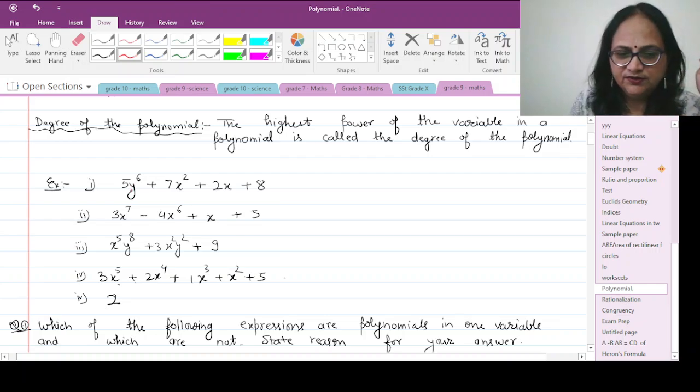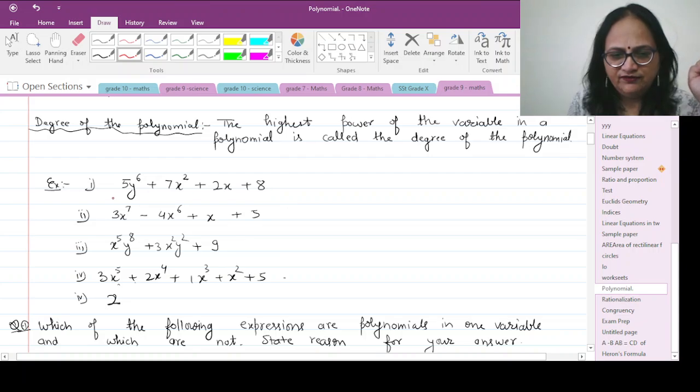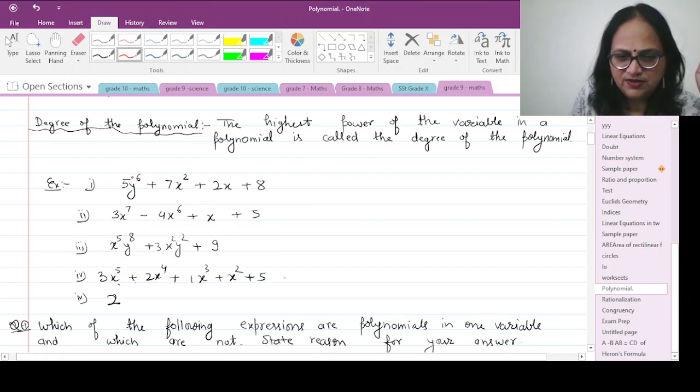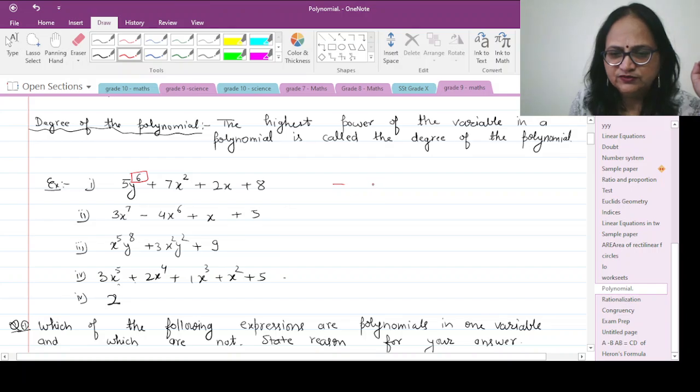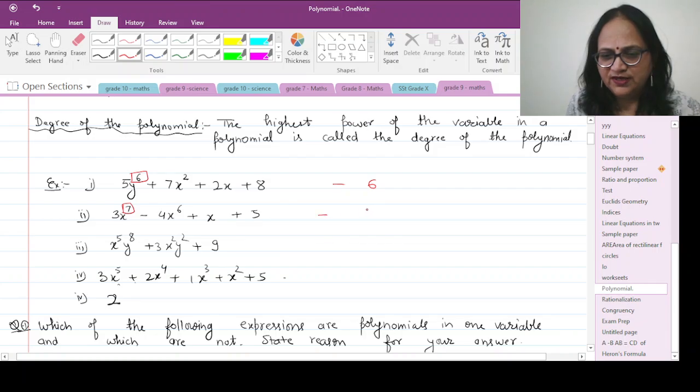Example number 1. 5y to the power 6, 7x square plus 2x plus x. So this is a polynomial. We are having two variables x and y here. So what is the highest power of the variable? Highest power is 6. So what is the degree of this polynomial? That is 6. Come to example number 2. 3x to the power 7 minus 4x to the power 6 plus x plus 5. So it's a polynomial in the variable x and the highest power, as you can see, is 7. So degree of the polynomial is 7.